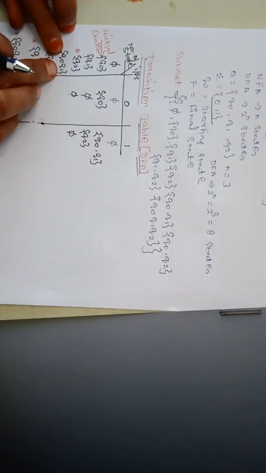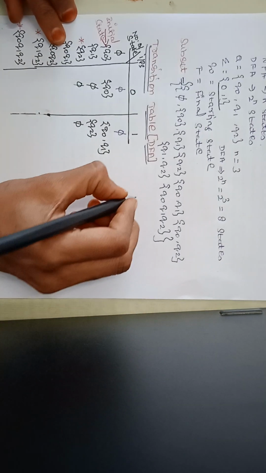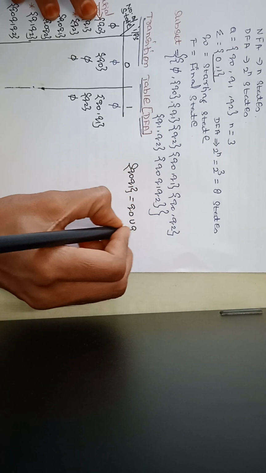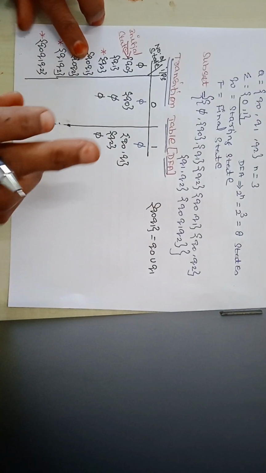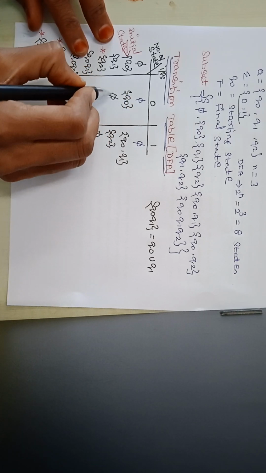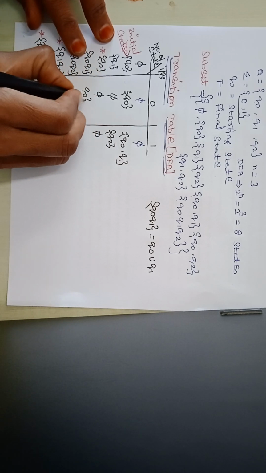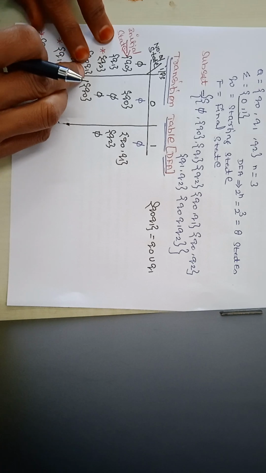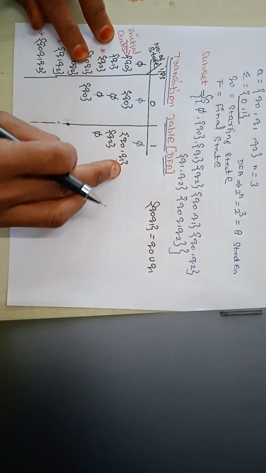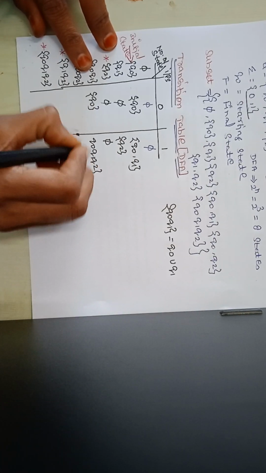Q0 Q1 means Q0 union Q1. Here we have to take the union. Q0 union Q1, Q0 means Q0. Next, Q0 Q1 comma 1 means Q0 union Q1. So Q0 Q1 Q2.